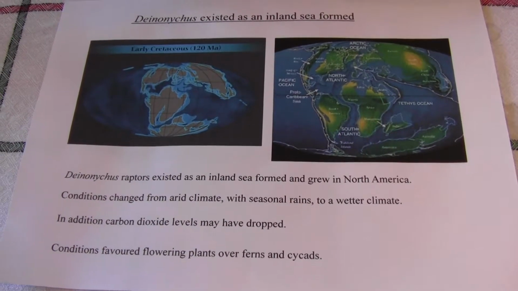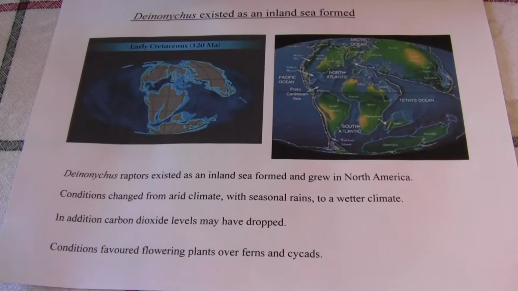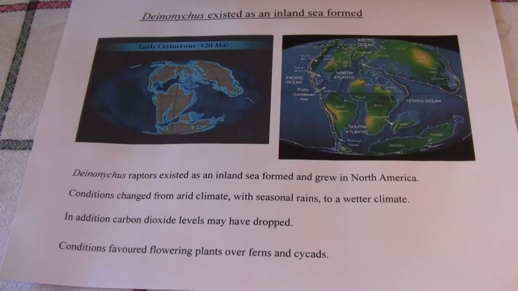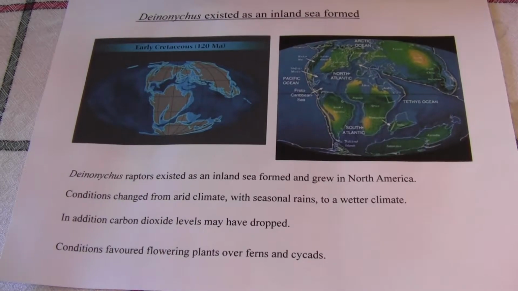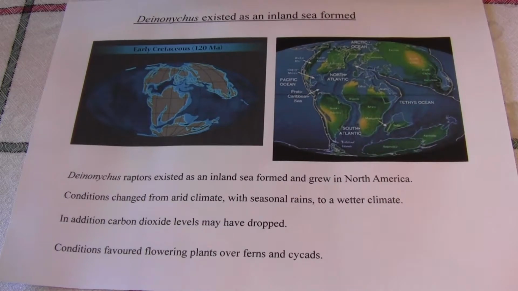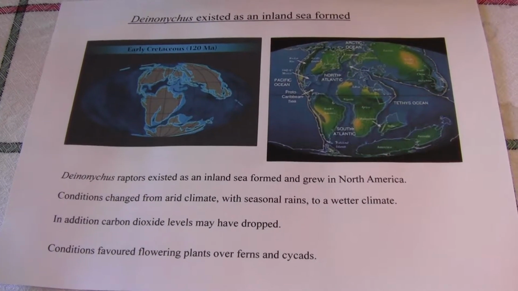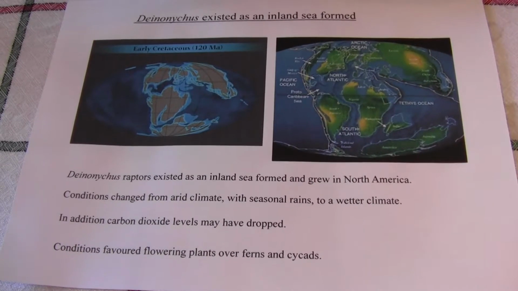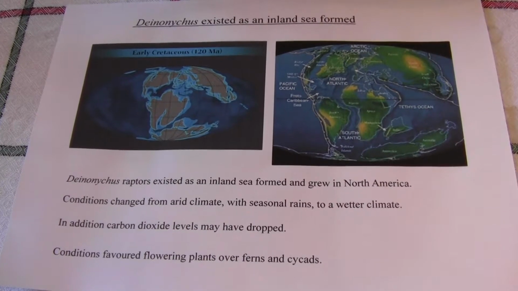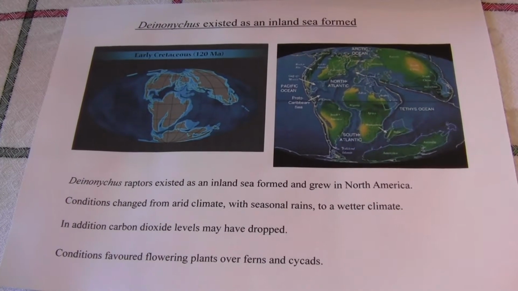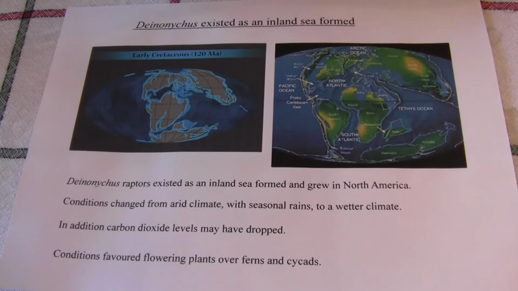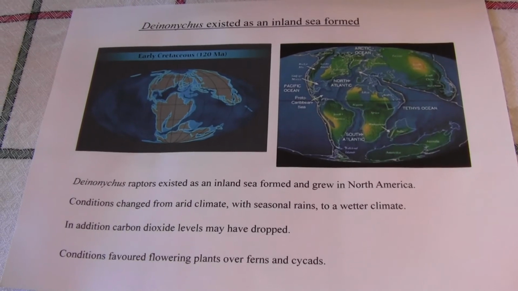The conditions at the time favoured flowering plants over ferns and cycads. The ferns and cycads were probably the diet of the Deinonychus, but strangely enough, as the wetter conditions came to North America, the prey of Deinonychus seemed to increase in numbers, but there were changes going on at the time in the vegetation, and the climate was changing to go from arid to being a sort of wetter climate that was slightly cooler as well.